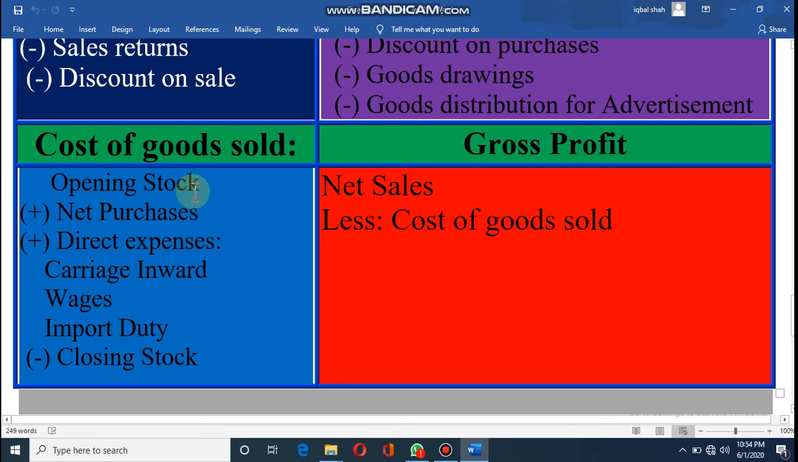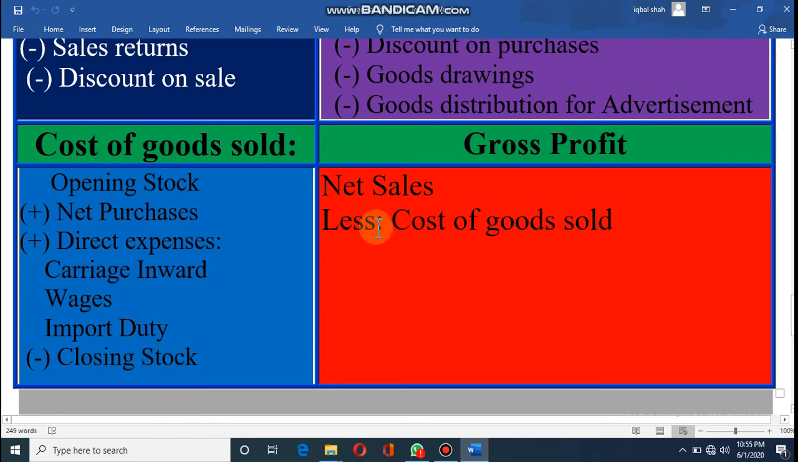Then you will find out the cost of goods sold. That means whatever goods you have sold, the expenditure for that is this. Again I am telling, this is most important. It will come for 4 marks. Dear student, opening stock, net purchase, plus direct expenses, plus carriage inward, plus wages, plus import duty, minus closing stock. Then you will find out the cost of goods sold.